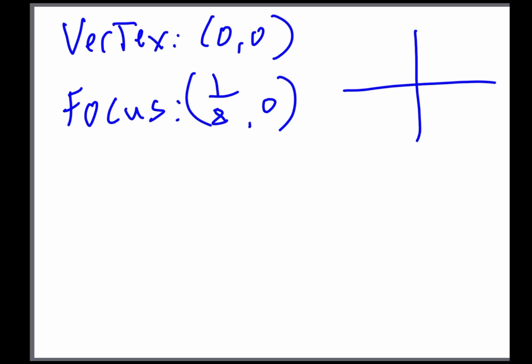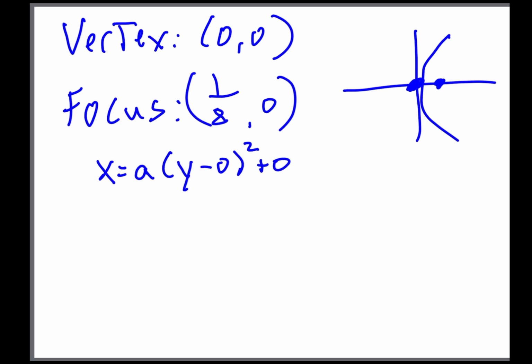The next one, we're going to give the vertex. The vertex this time is going to be at (0, 0). Okay, so graph it real quick. Vertex is at (0, 0). Our focus is at (1/8, 0), which we'll say is right there. So we've got an x equals. So x is equal to a times y squared. It's just going to be y squared this time, so (y minus 0) squared plus 0.